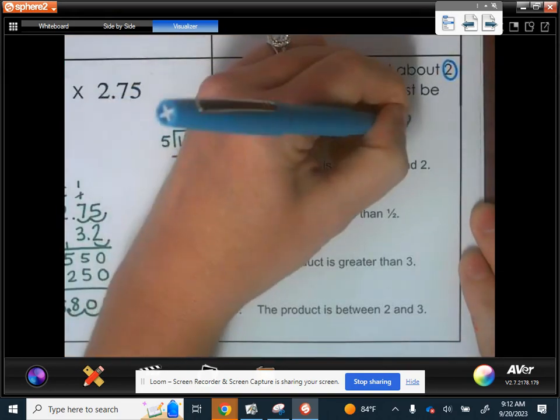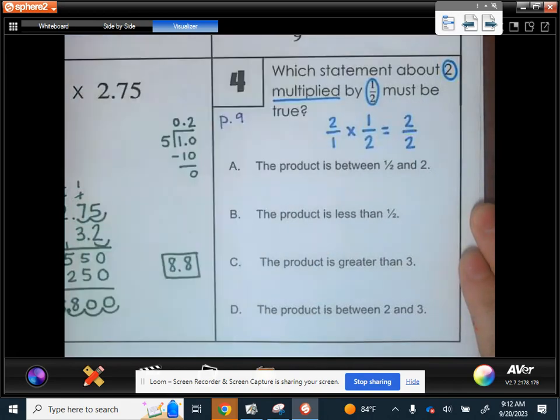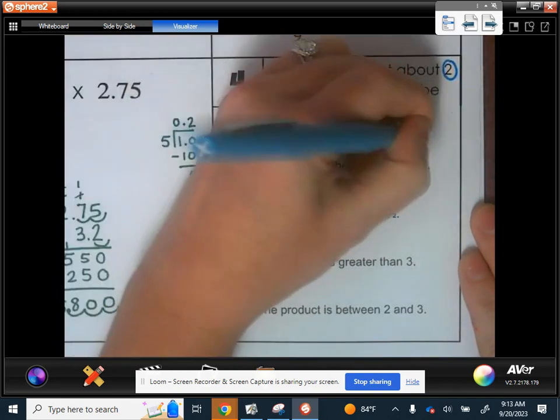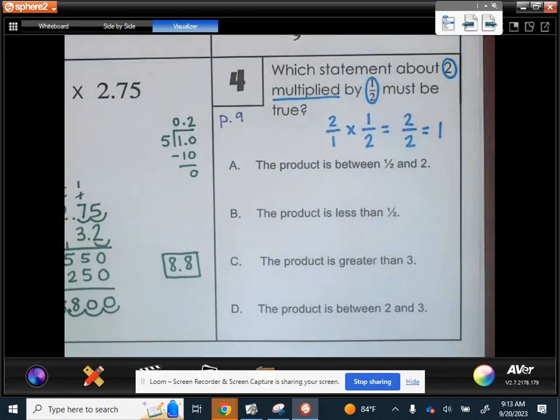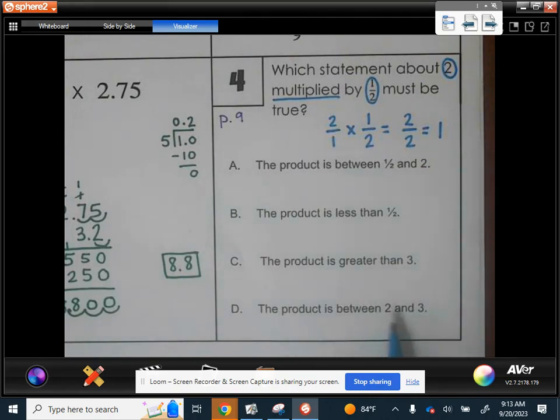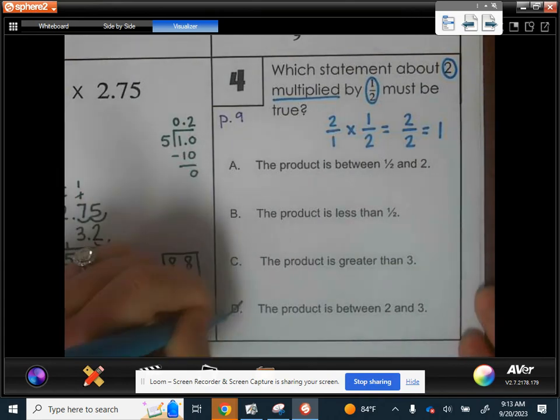2 times 1 is 2. 1 times 2 is 2. But remember, 2 out of 2, or 2 divided by 2, that's just 1 whole. So the answer comes out to 1 whole. Down here I see that it says the product is between 2 and 3. 1 whole is not between 2 and 3, because that would mean that it's bigger than 2 and not as big as 3. That's not true.